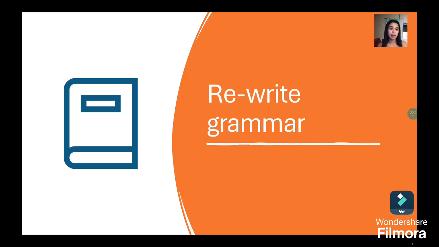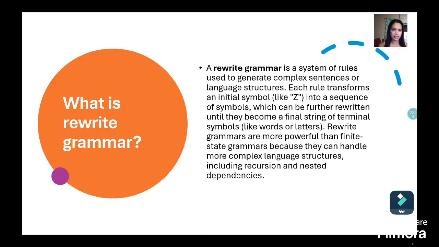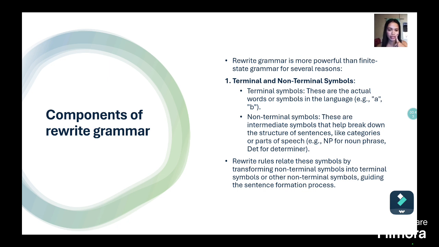Moving on to the rewrite grammar. What is a rewrite grammar? A rewrite grammar is a system of rules used to generate complex sentences or language structures. Each rule transforms an initial symbol like Z into a sequence of symbols, which can be further rewritten until they become a final string of terminal symbols like words or letters. Rewrite grammars are more powerful than finite state grammar because they can handle more complex language structures, including recursion and nested dependencies.